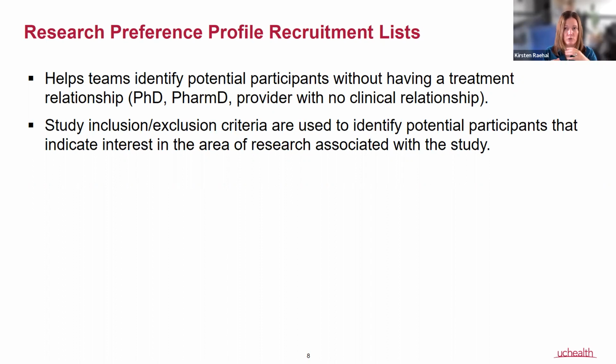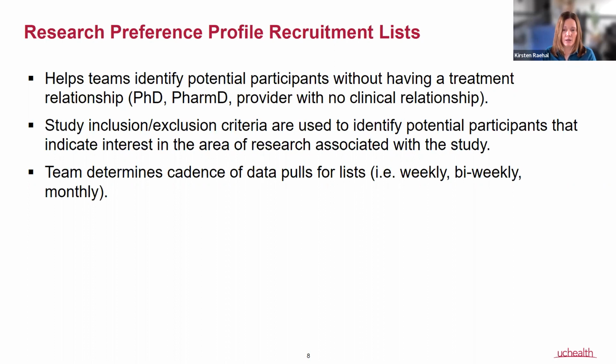Let's say you have a cancer study, so you want to look at patients that have indicated interest in cancer, but it also has an immunotherapy component, and you're looking for cancer patients with an immune disorder or something like that. You can pick more than one category for us to potentially query patients from. We allow teams to determine the cadence of data pools for these lists, so they can request that they be sent weekly, bi-weekly, or monthly.